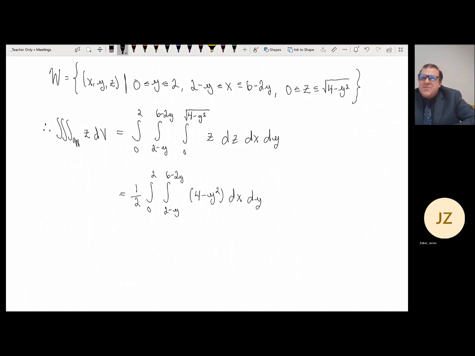Right, antiderivative of z is a half z squared. Evaluate that from 0 to root 4 minus y squared. You're going to be left with a half 4 minus y squared.